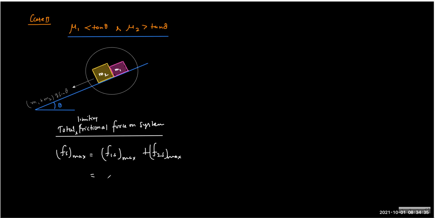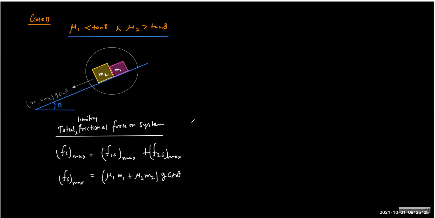Because the question is whether the system will move or not. The first block is trying to move, but the second is not. So there is a tug of war between the limiting friction and the net gravitational pull, and the winner will decide the motion. So the formula turns out to be mu1 m1 plus mu2 m2, into g cos theta.